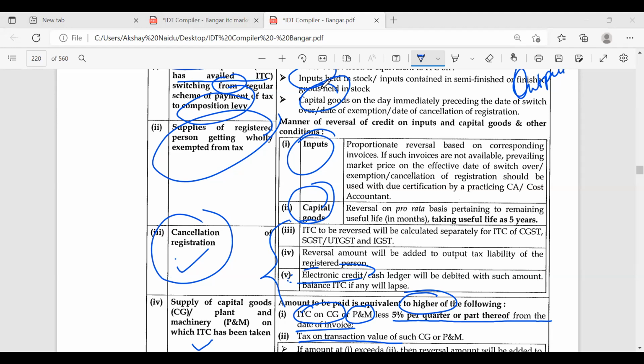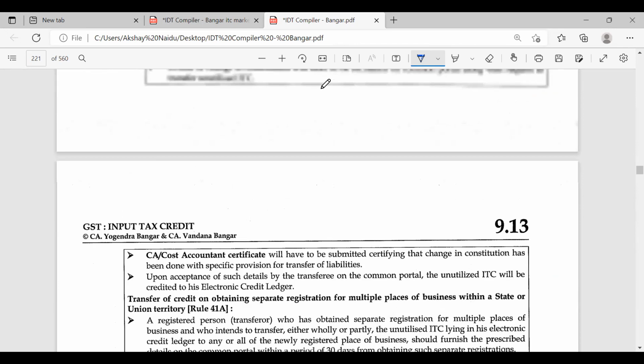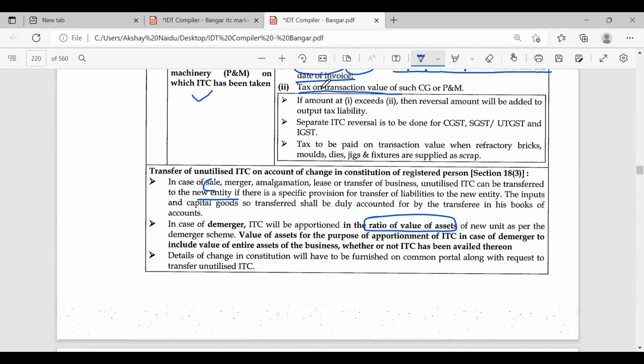Now similarly, when it is the case of demerger or amalgamation, in that case also, if your business has merged or amalgamated or there is a transfer of business, then whatever is your unutilized ITC, you have to transfer it to the new entity. Meaning if amalgamation happened, my unused ITC I will just transfer to the other entity. It is as simple as that. No clarification, no analysis needed on that.